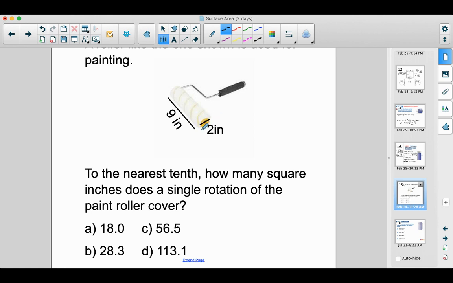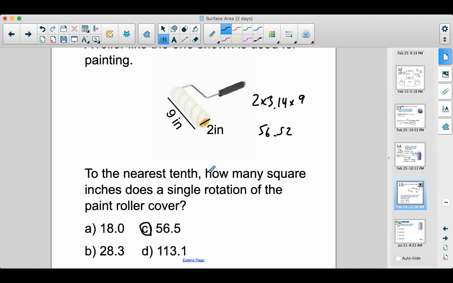Okay, so again, if I think about the cylinder, I just want the lateral surface area. The circumference is the diameter 2 times 3.14. Then multiply that by the height of the cylinder, which here is 9. If I do 9 times 3.14 times 2, I get 56.52. So if I look at my answers, it matches up with C.